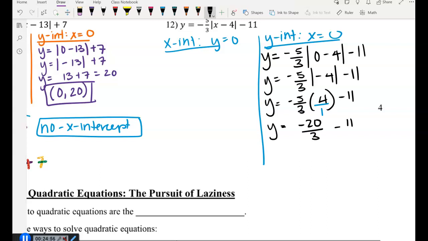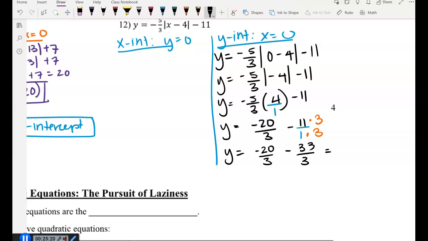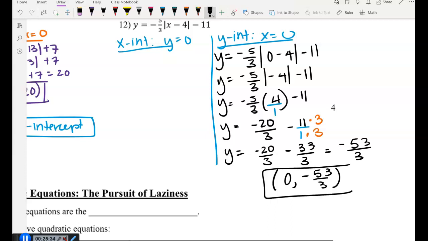When you add or subtract, you do need to find a common denominator. So what is the common denominator here? 3. So multiply this by 3. Multiply the top by 3. So now y equals negative 20 over 3 minus 33 over 3, which would give us what on the numerator? Negative 53 over 3. That is your y-intercept. 0, comma, negative 53 over 3. Box that up.